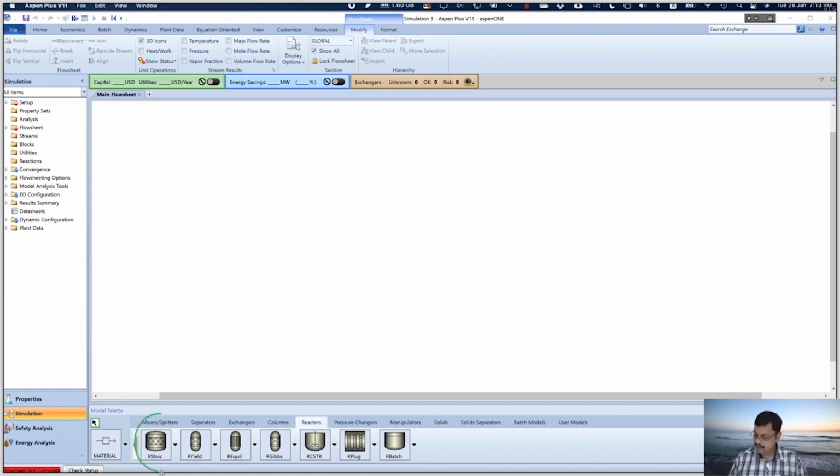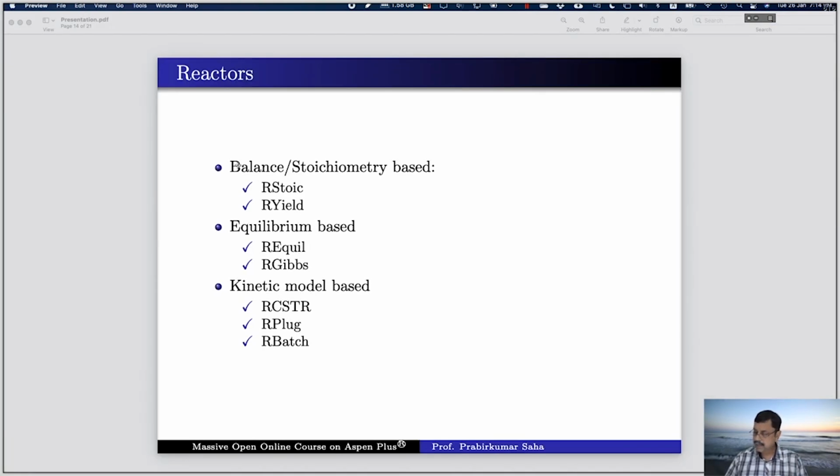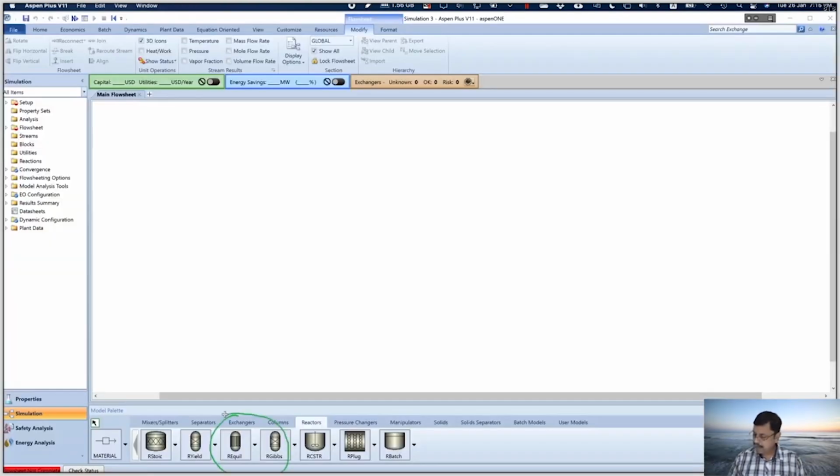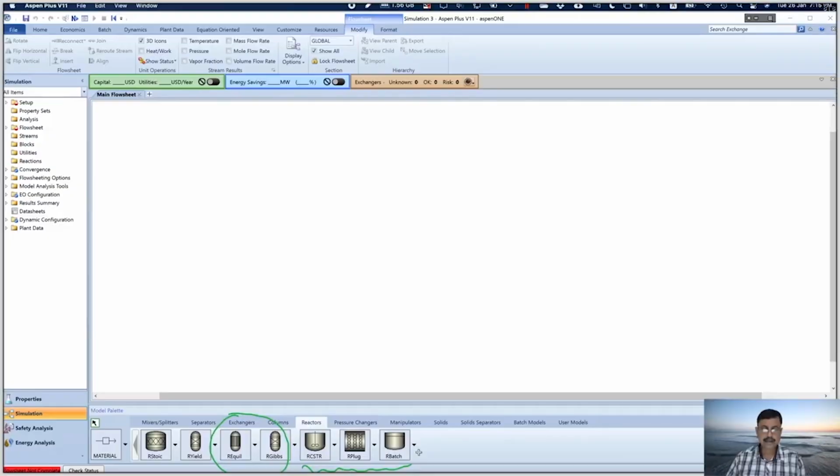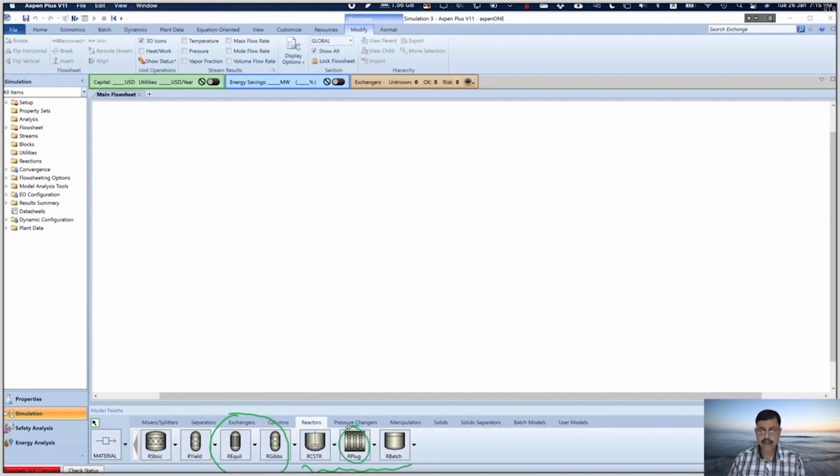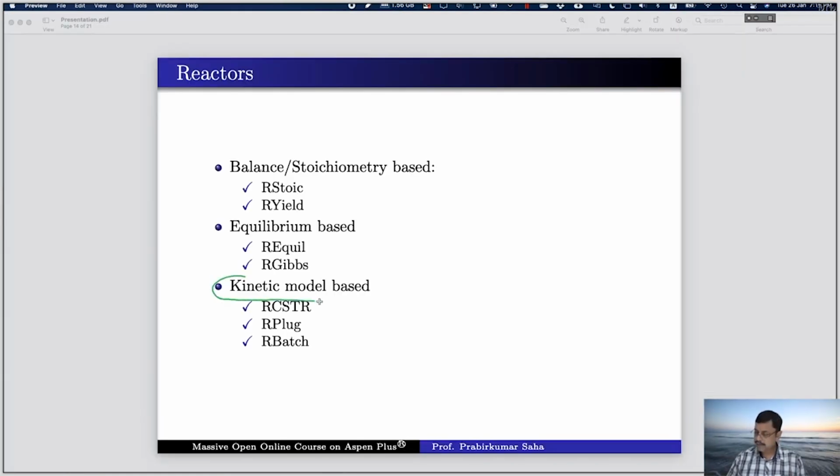RStoic and RYield come under the category of balance and stoichiometric based reactors. The equilibrium based category has REquil and RGibbs model blocks, as given over here, and these three are common reactors that we all know. RCSTR, that is continuous stirred tank reactor, the plug flow reactor, and the batch reactor, these three come under the kinetic model based category.